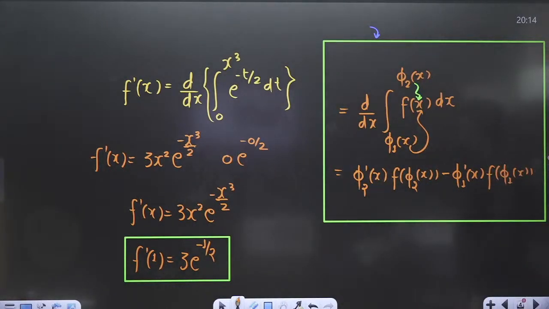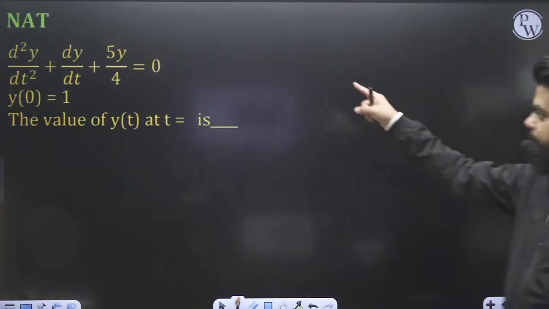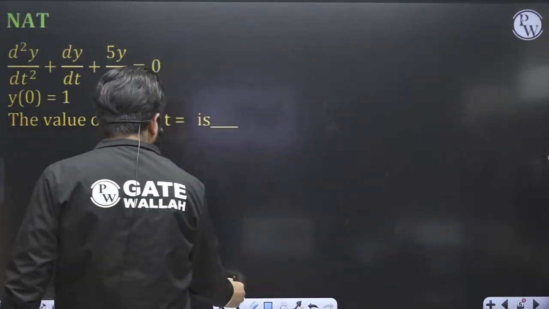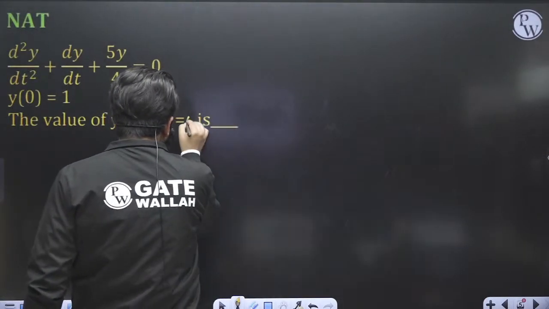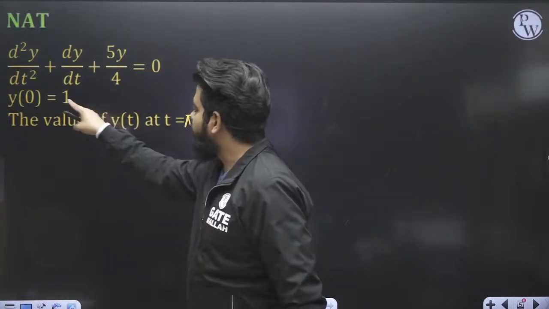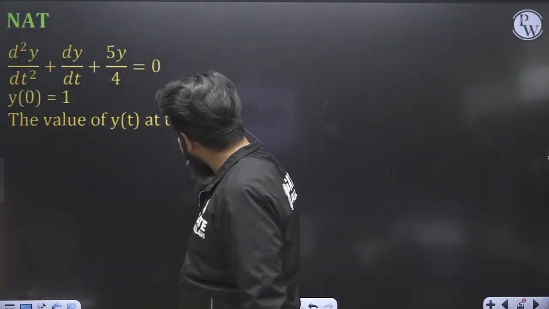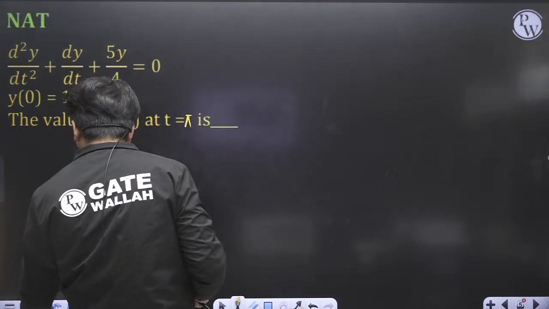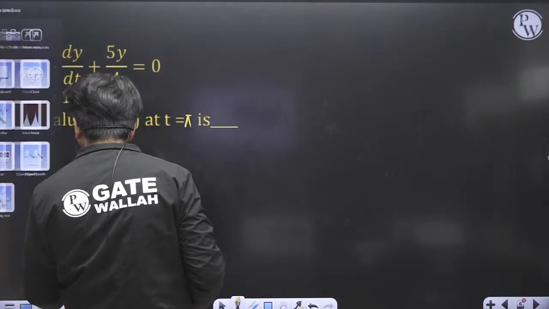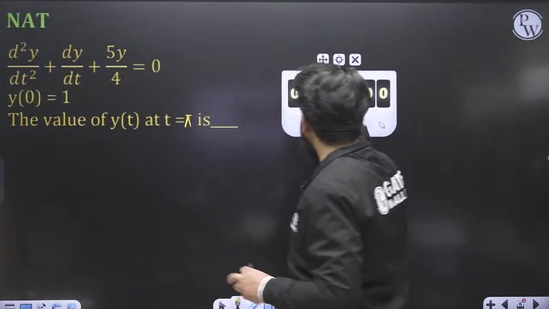Fine, okay, perfect. Next question. In this question, one differential equation is given to you and y(0) is also given as 1. They are asking you the value of y(t) at t equal to pi. Only one initial condition is given, and based on that, they are asking you the value of y(t) at t equal to pi.